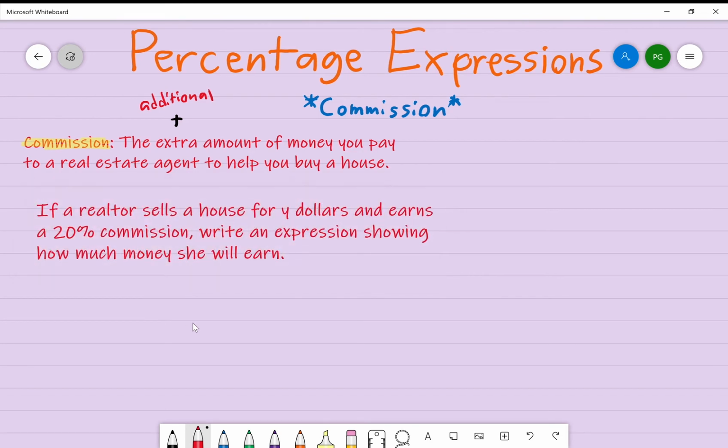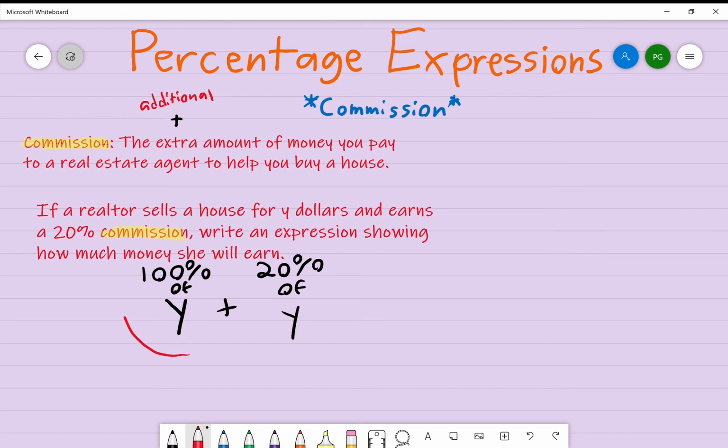Okay, so let's take a look at this. The realtor is selling a house. The realtor is selling the house for Y dollars, and we are only looking for the commission. So if you're buying the house for Y dollars, you don't need to include it. No. You just want the additional commission the realtor is going to get. Now in this case, the additional commission is going to be, so she bought the house for 100% of Y, and then someone had to pay the realtor a commission of 20% of Y.